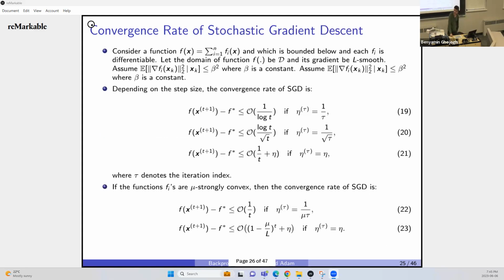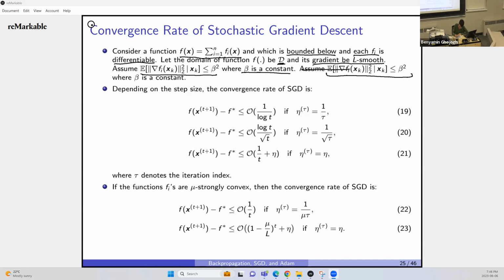Now, the convergence rate of stochastic gradient descent. Consider a function that is decomposable into a summation of n functions, which is bounded below. What do I mean by bounded below? It doesn't go to minus infinity. Each fi is differentiable and smooth. Let the domain of function f be d. Its gradient is also L smooth. Assume another assumption: the conditional expectation of the squared L2 norm of the gradient of fi, conditioned on xk, is less than or equal to beta squared, where beta is a constant. This is just an assumption they used to prove these convergence criteria.